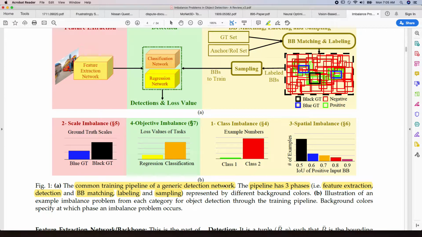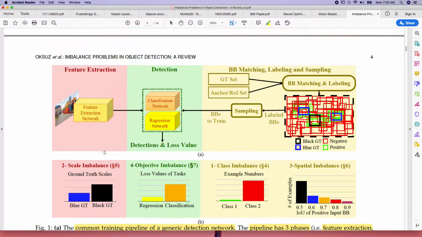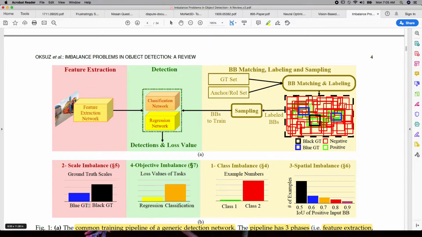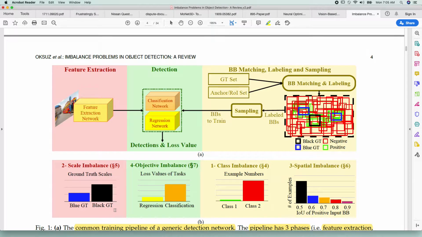So this is an illustration of example imbalance from each category for object detection. This is talking about scale imbalance. For instance, the blue ones are smaller compared to the ground truth.